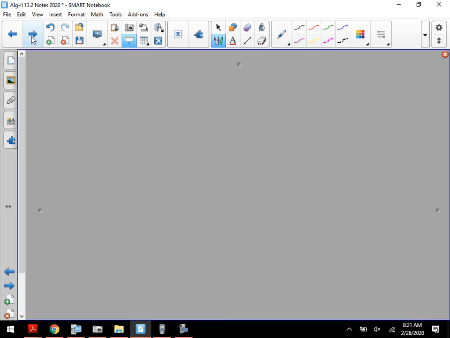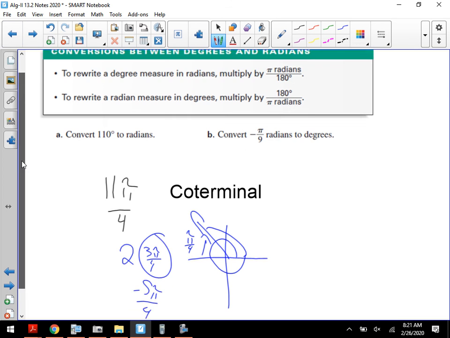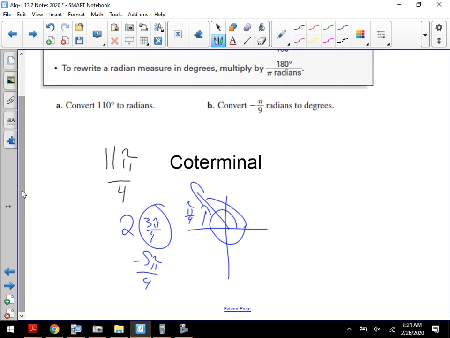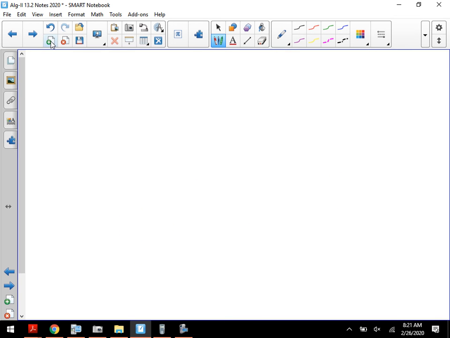Let's try negative 7 pi over 6. Let's draw it. Let's do a positive and negative coterminal angle of negative 7 pi over 6.